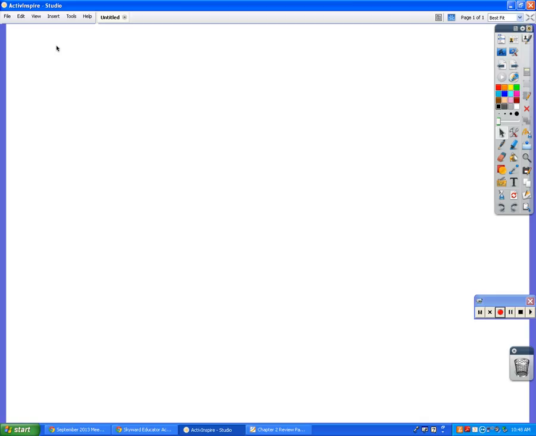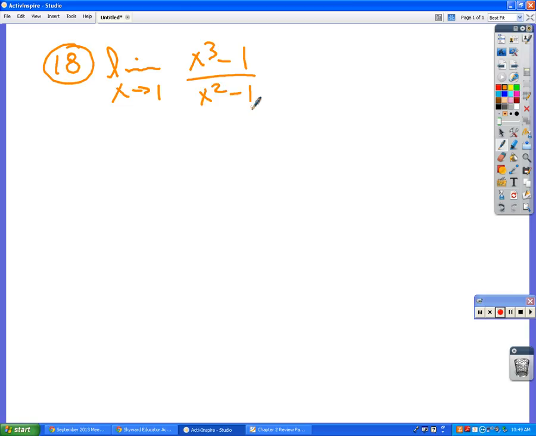18. Just like always, we're trying to find the limit. The very first thing you try and do is what? Plug it in. So you try and plug 1 into there, and then you can't do it because you end up with a 0 on the bottom and you can't divide by 0.